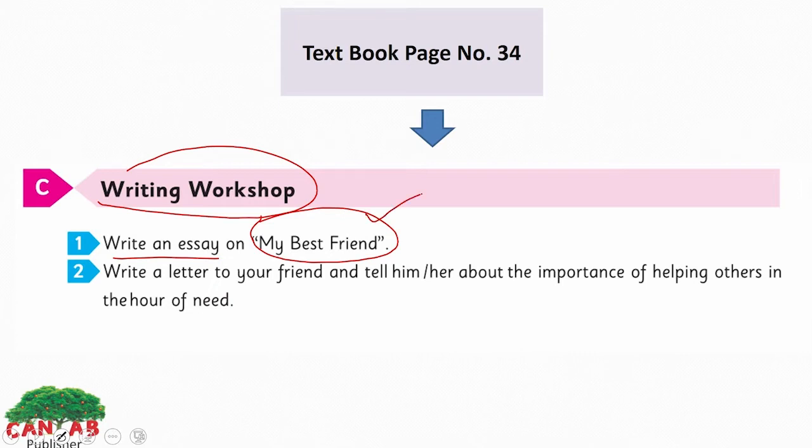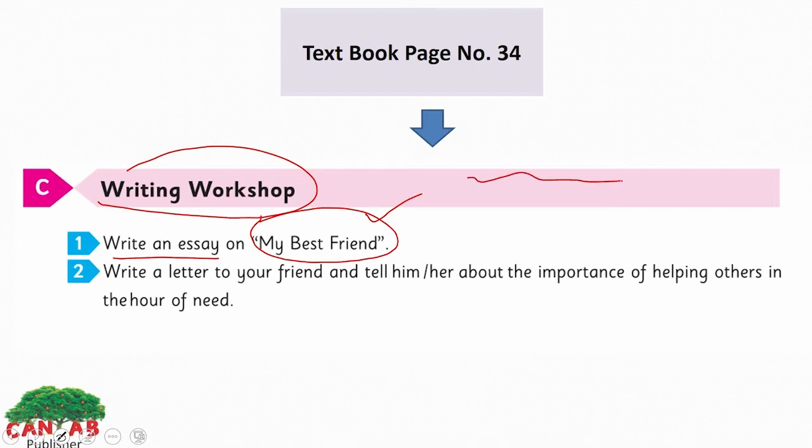What's his name? Where does he live? In which class does he read? How does he look? What does he like? What doesn't he like? How did you meet him? From where did your friendship begin? You have to write all these things in this essay.